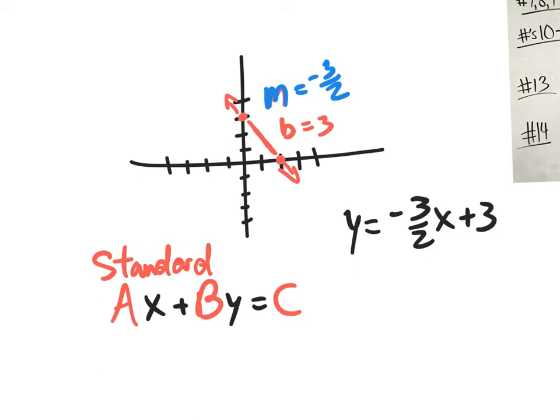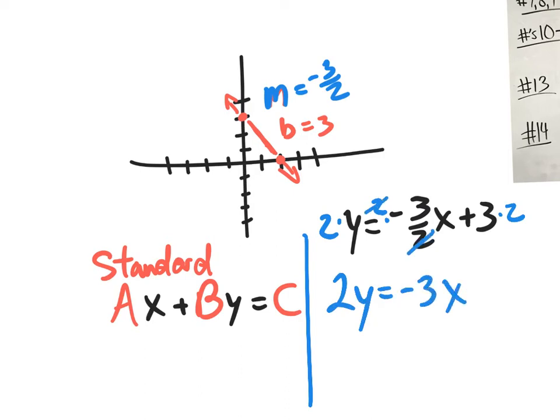Now, if I want to write this in standard form, we need to recognize that A, B, and C are capitalized. That means no fractions, no decimals. So if I want to get rid of this fraction, what do I have to do? I have to multiply everything by 2. So this times 2, this times 2, this times 2. I will have a new equation that says 2y equals, the 2's cancel, negative 3x plus 6.